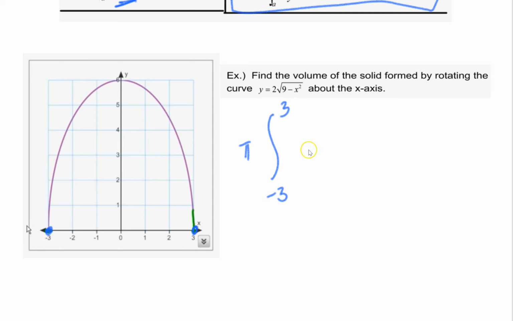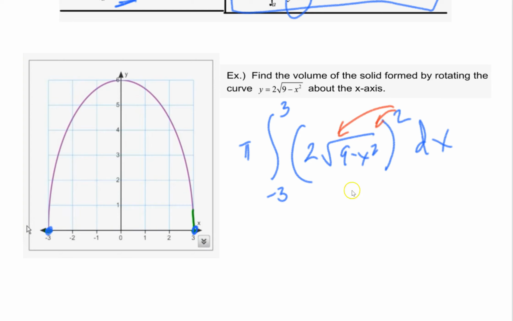And then my function is 2 square root of 9 minus x squared. Now remember, it's a volume formula, so we have to square it. So all this is going to be squared dx. That's my volume formula. Now let's solve it, right? So we're going to simplify, distribute that 2 to both of them. So it's going to be pi, negative 3 to 3, of 4, 2 squared, and then the square and square root cancel. 9 minus x squared dx.